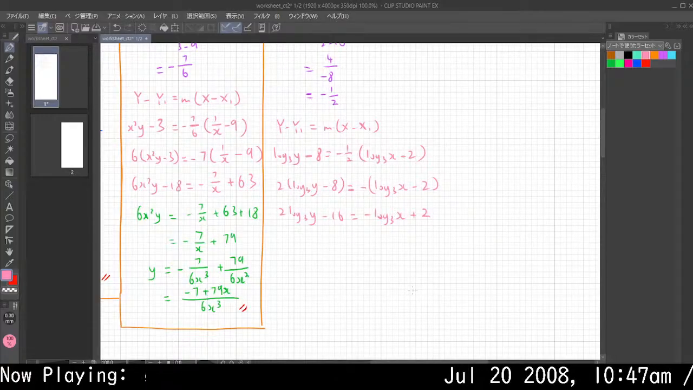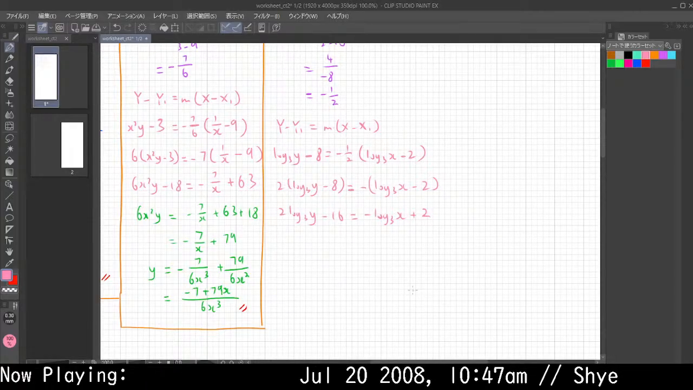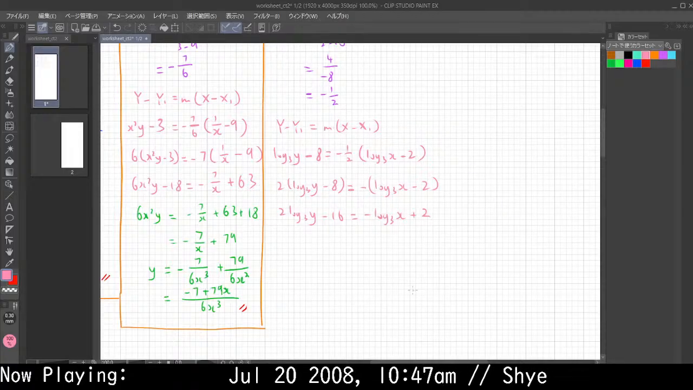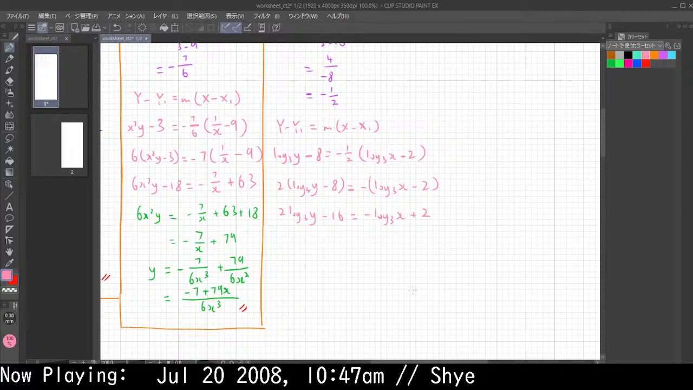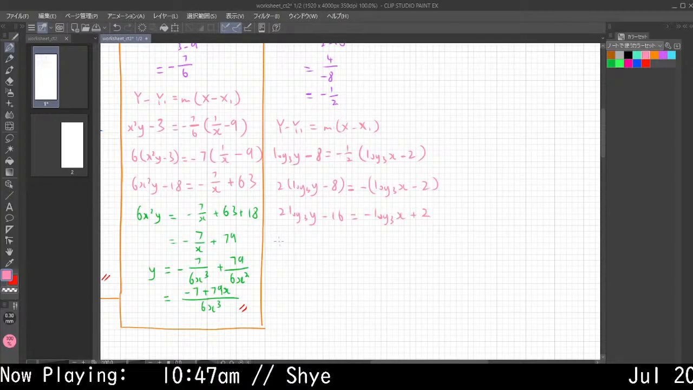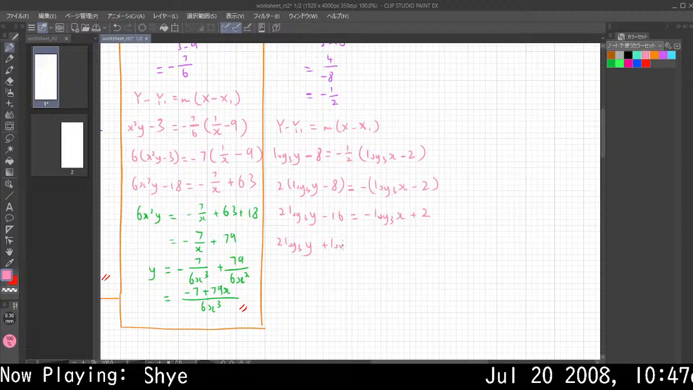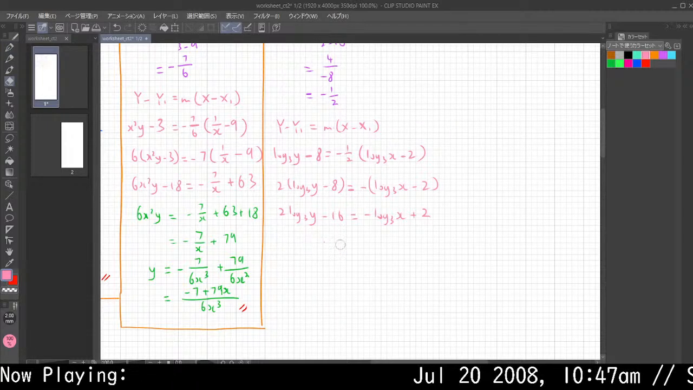And then from here you can combine them together. So both logs are the same base, you can bring it over. So you should get, you would get 2 log base 3y plus, wait, I'll just use green from here.